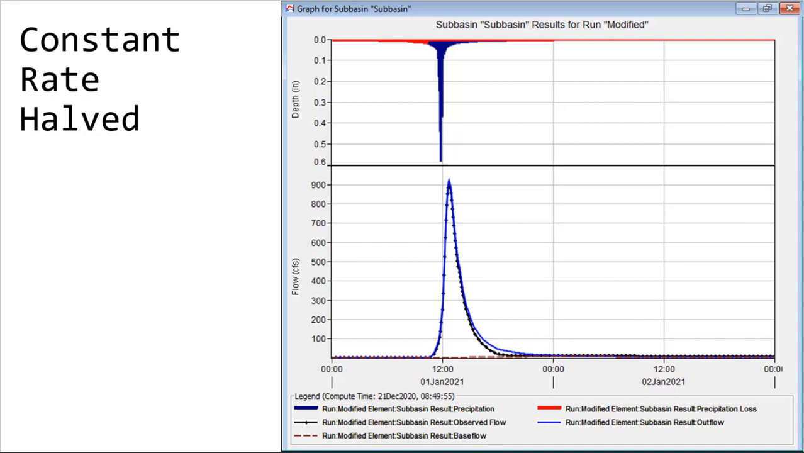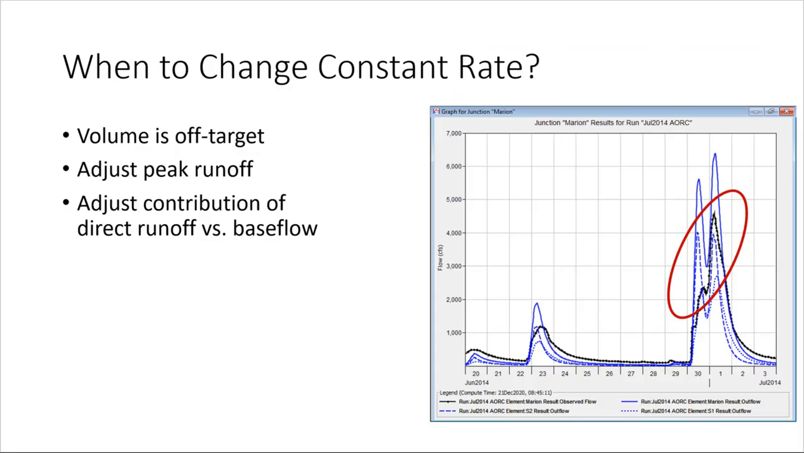Decreasing the constant rate has the opposite effect, generally increasing the direct runoff volume and increasing the peak of the hydrograph. Again, in this case, direct runoff is dominating, so the effect is small. Constant rate is going to be the most important factor in adjusting where the volume of water goes.